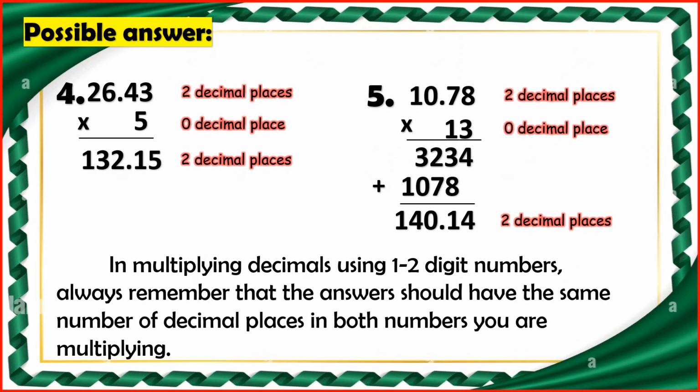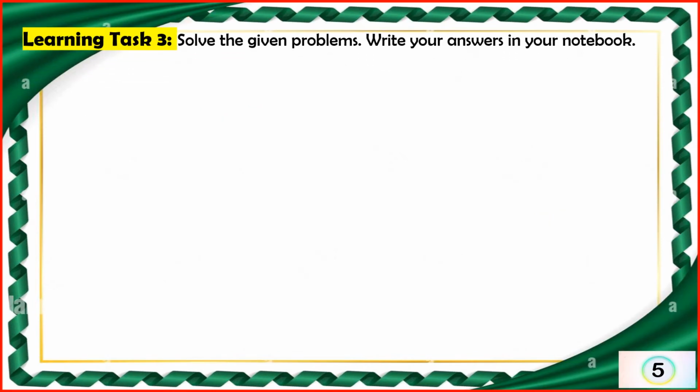So in multiplying decimals using 1 to 2 digit numbers, always remember that the answer should have the same number of decimal places as both numbers you are multiplying. So for learning task 3, solve the given problems. Write your answers in your notebook.